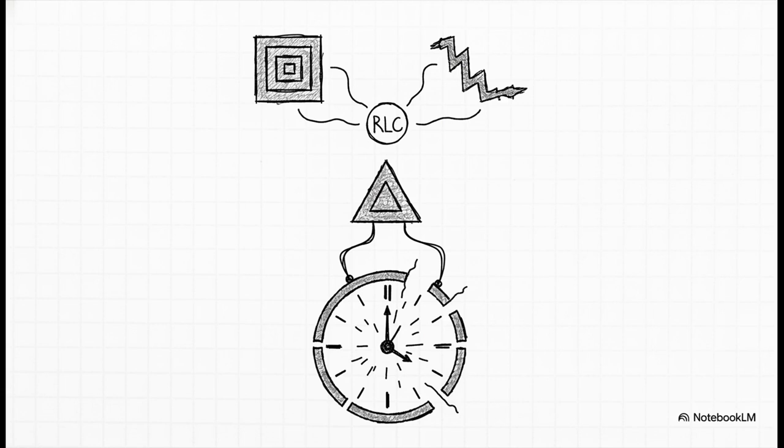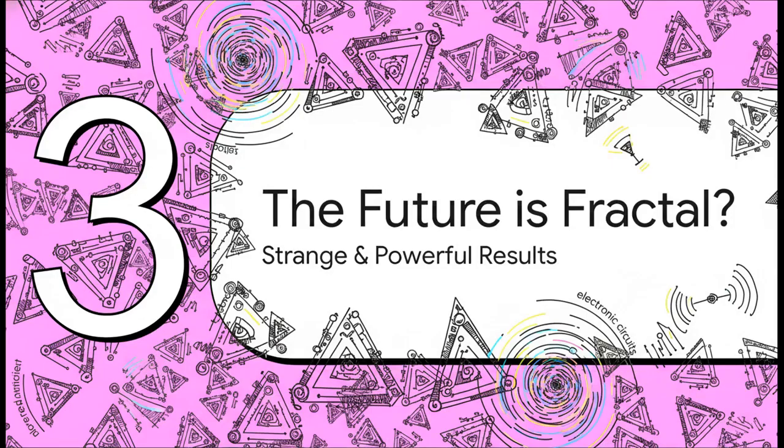Let's take our fractal capacitor, our fractal inductor, and our fractal resistor, and let's wire them all together into a standard RLC circuit, which is a super common building block in electronics, used for everything from radio tuners to filters. And then, let's see what happens when we run this circuit not on a normal clock, but on this bizarre new fractal timepiece. So what on earth happens when you combine fractal geometry in space with fractal dynamics in time? Well, the results are strange, and they are profoundly powerful.